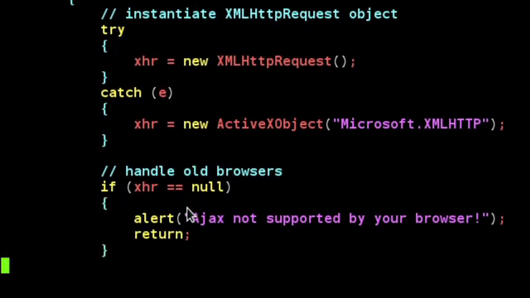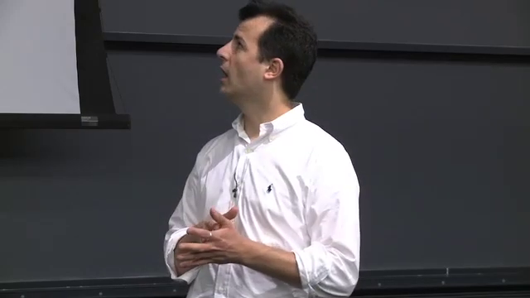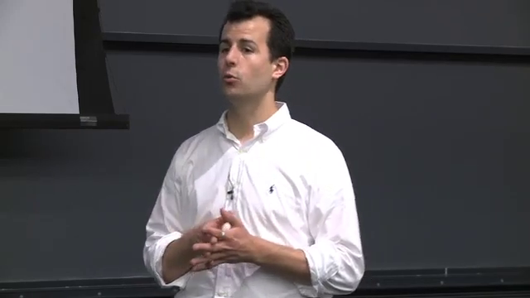I am trying to instantiate an XMLHttpRequest object. And if that fails, because an exception is thrown, I'm going to instead try to instantiate an ActiveX object. So what's going on here? This is somewhat dated. This is really here now just for backwards compatibility. But take a guess as to why we're doing this or what we're doing here.